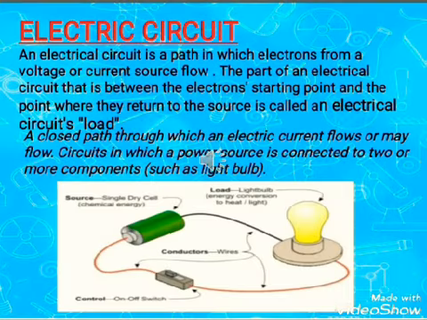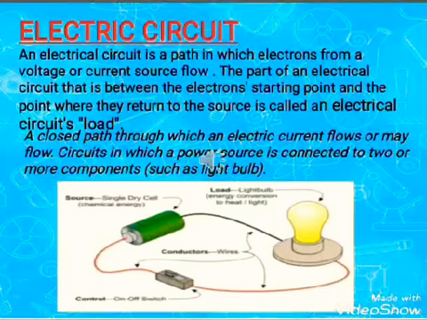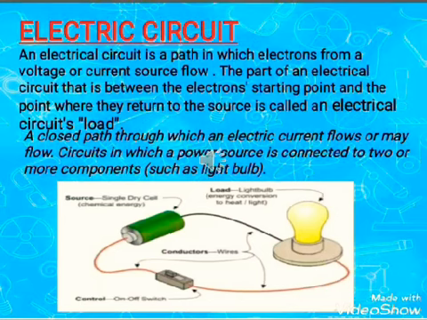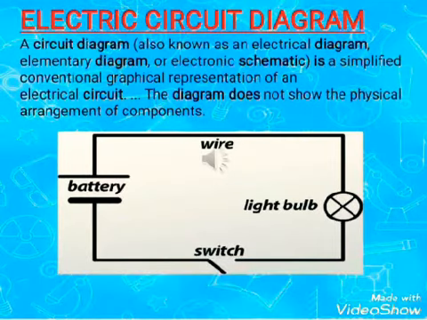Electric circuit. For the electric circuit, simply a path in which electric current flows is called an electric circuit, and that path should be closed. Remember this line, that path should be closed. If it is open, then the circuit will be called an open circuit, and if it is closed, then we can say the circuit is a closed circuit. Next slide.